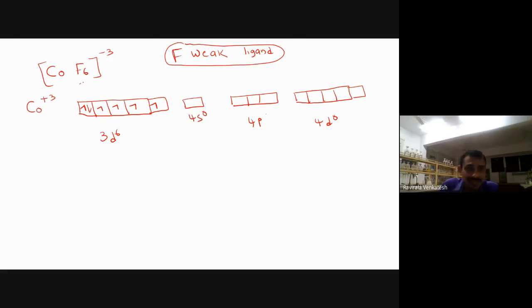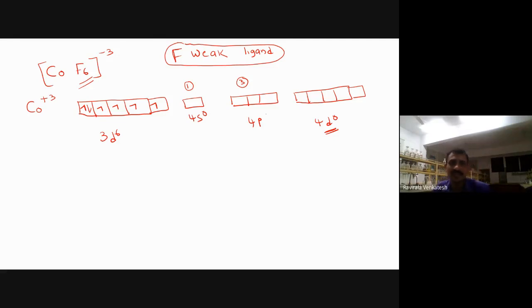Now, how many ligands are there? There are 6 ligands to donate here. But where do they donate? Only if you have an empty orbital can they donate. Here 1 is empty, here 3 are empty, so only 4 are empty. We don't have enough empty orbitals, so it takes the help of the 4d orbital, because in the 3d orbital an empty orbital is not there. Why? Because the weak ligand is unable to pair the electrons here, so the electrons never undergo pairing.